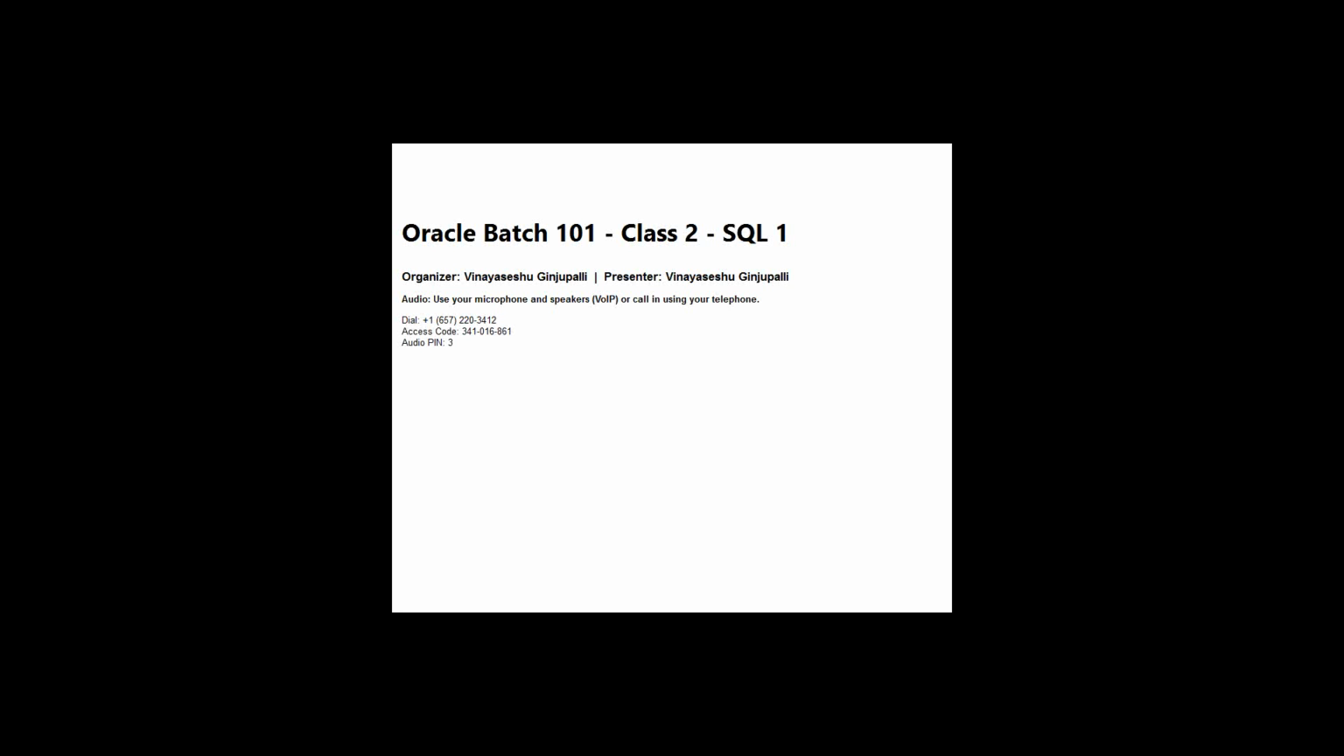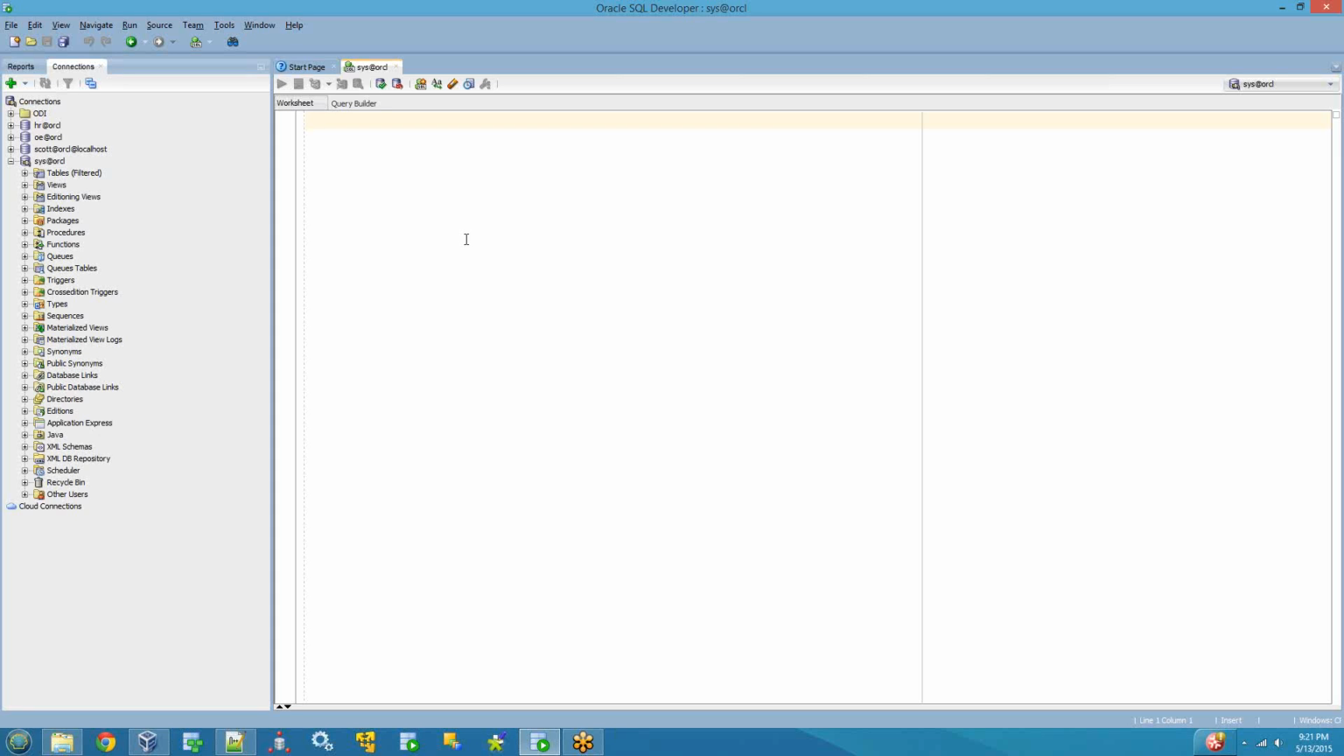So what is a database? A collection of interrelated data. What are the different types of relations we have? One-to-one, one-to-many, and many-to-many relationships. Okay, what is the difference?